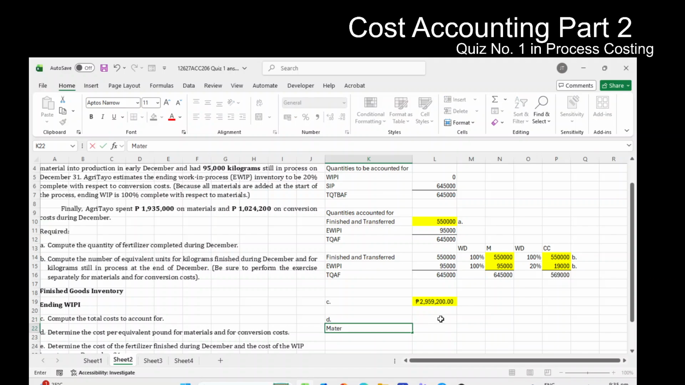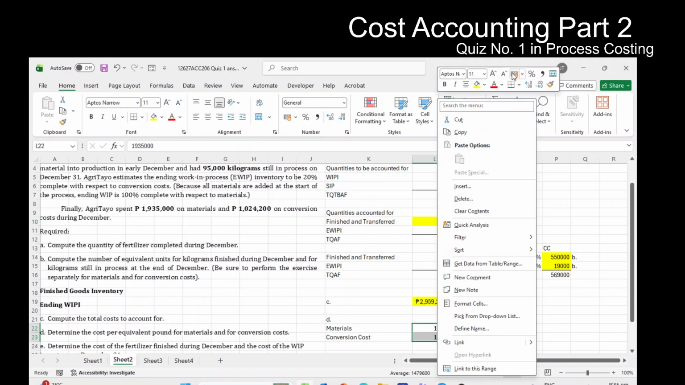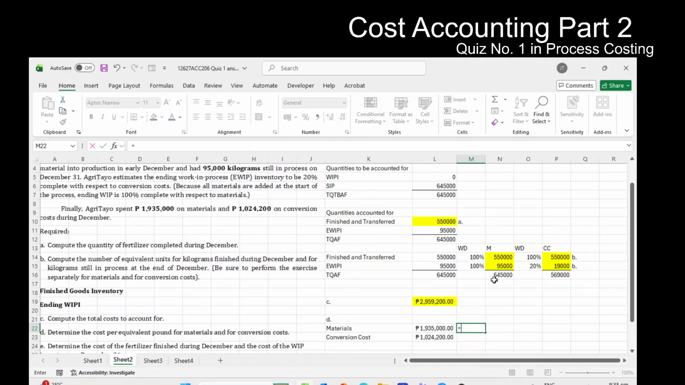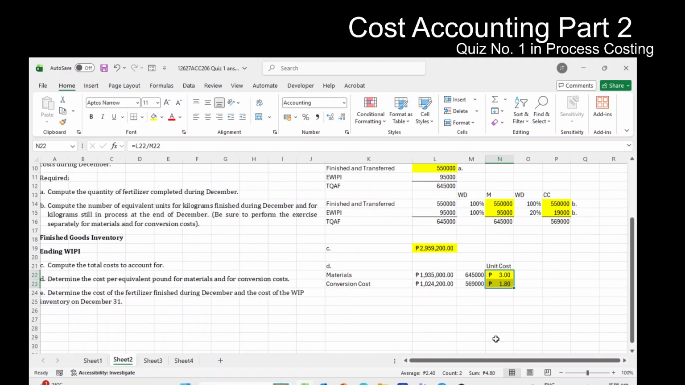Okay, so we have materials and conversion costs. All you need to do is set it up: 1,935,000 and 1,024,200. These are again peso sign. Get the EUP, total EUP. And for the unit cost, diba, or cost per equivalent pound. Actually, it's per kilogram. So, gawin na lang natin siyang unit cost. Okay. We have 3 pesos and 1.8 pesos. So, that is for letter D.